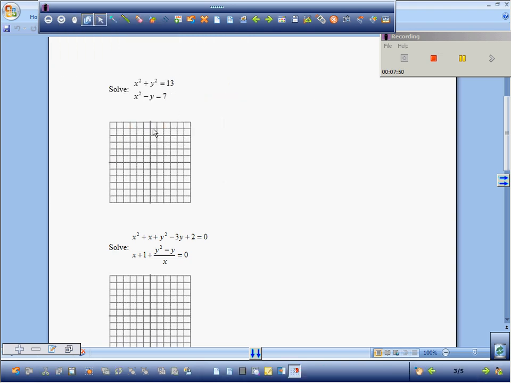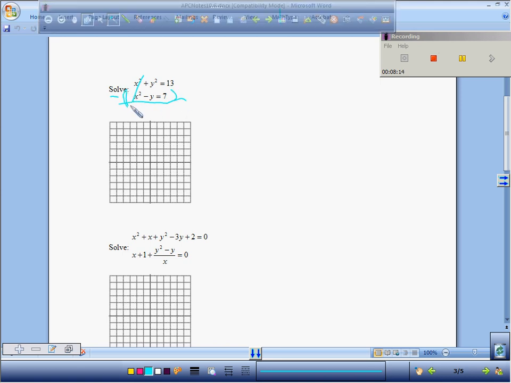Okay. There we go. So this is an easy one to solve too. I could just subtract these two equations, couldn't I? Is that okay if I just subtract them rather than multiply one by -1? So I'm going to subtract these two equations, and I get x squared minus x squared. Keeping in mind that when you subtract, you have to remember that this is y squared minus negative y, right? So that becomes y squared plus y equals 13 minus 7, which is 6.